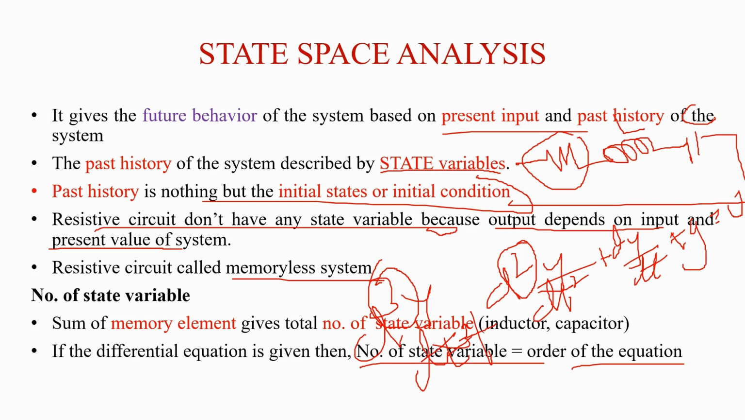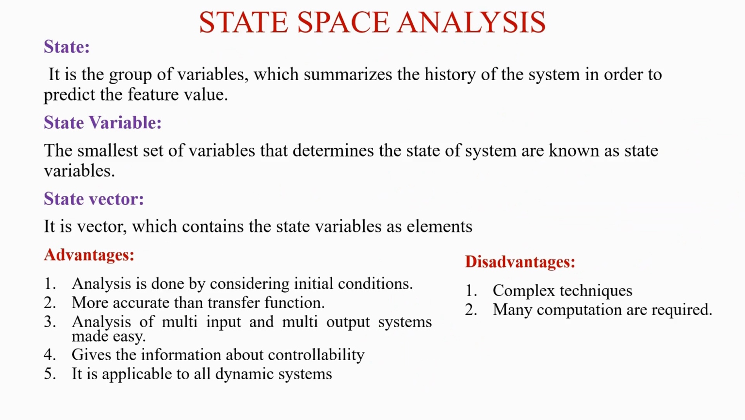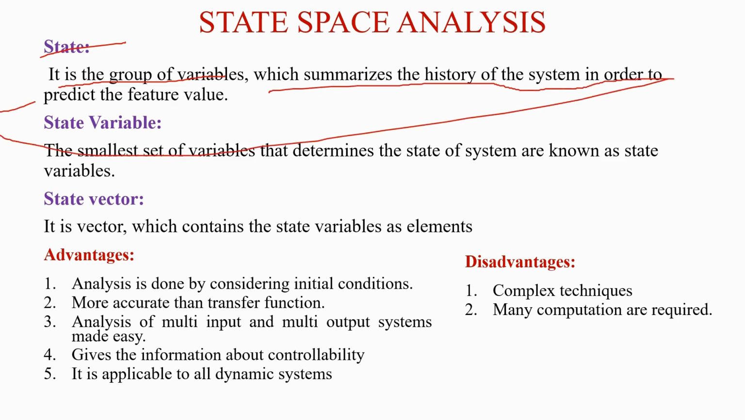Before getting into the subject of state-space analysis, we will learn some basic ideas. First of all, what is meant by state and state variable? What is meant by state vector? The state is a group of variables which summarizes the past history of the system in order to predict the future value. That means if we are in the present state, which carries the past history, it can predict the future behavior of the system.